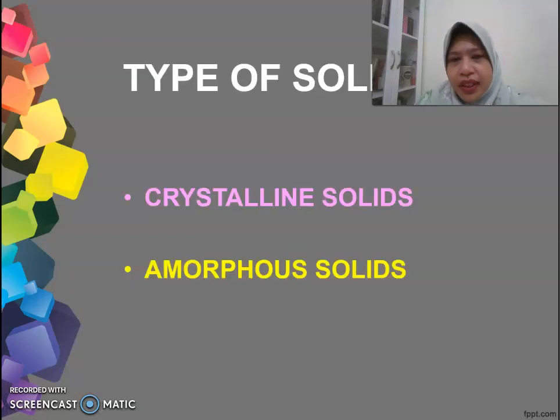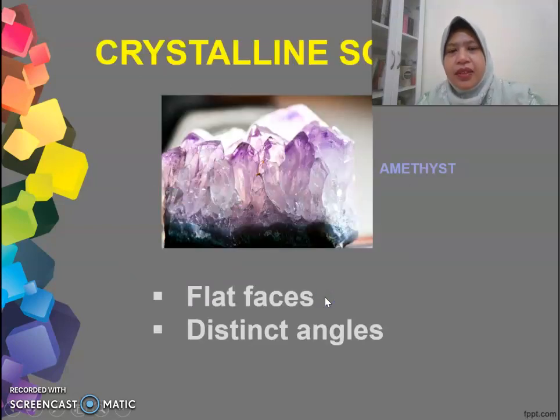Okay, now we go to the types of solid. The most fundamental distinction between types of solid is that some are crystalline solid, okay, and others are amorphous solid. So, from here we can say that the major types of solid are crystalline and amorphous solid. Okay, now we go to the crystalline solid.